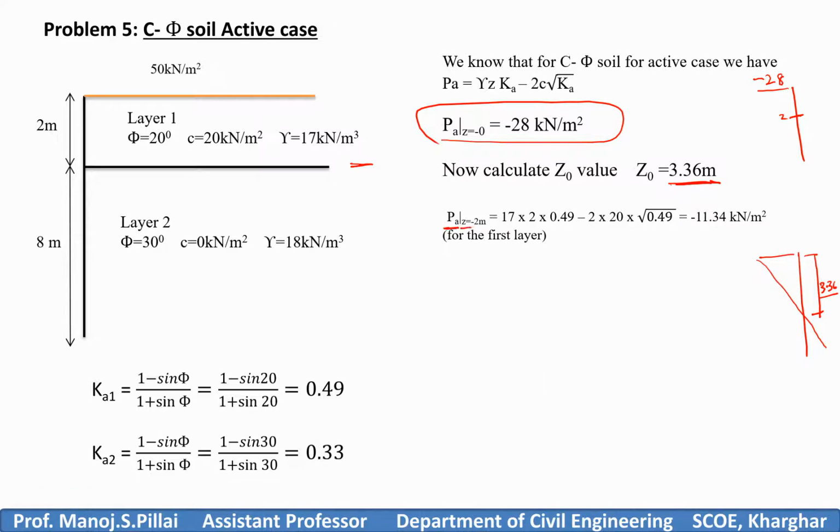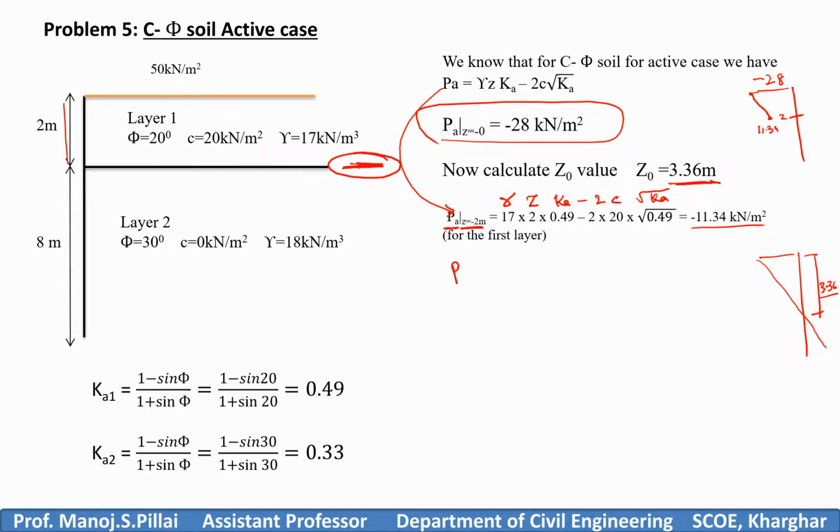Now PA at z equal to minus 2, it is equal to what? That is this equation you have to apply: gamma 1 z1 into K1 minus 2c into root K1. Okay, I've just written it, you got some value here. So you get some value at this point, that is equal to minus 11.34. I've told you at this junction you will get two values, one above, one below.